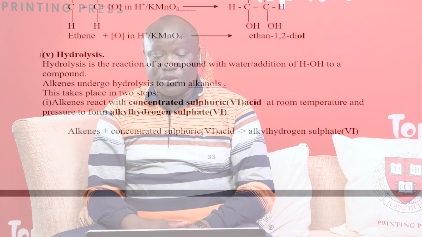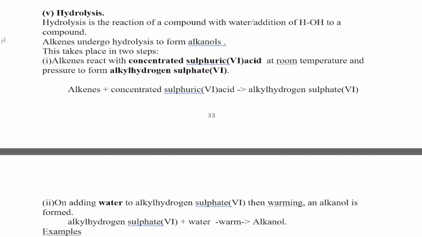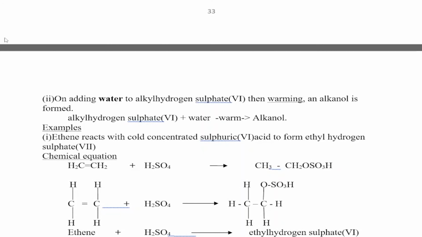The other type is called hydrolysis. Hydrolysis is the reaction of a compound with water. Alkenes undergo hydrolysis to form alkanols. And this reaction takes place in 2 steps. First, the alkene reacts with concentrated sulfuric(VI) acid at room temperature to form a compound which is called alkyl hydrogen sulfate. And then on addition of water, the alkyl hydrogen sulfate is hydrolyzed to become an alcohol.